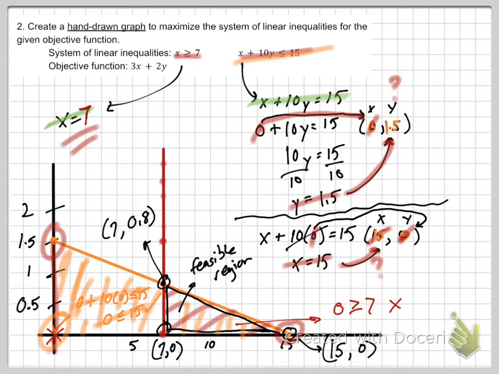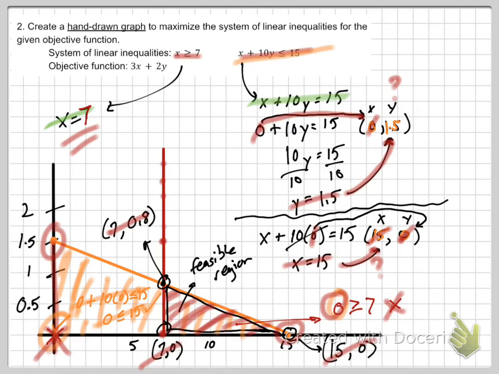Now, with x is greater than or equal to 7, if I plug 0 in for x, let's change that color, plug 0 in for x, 0 is not greater than or equal to 7, so I don't shade on that side, I shade on this side, which gives me this feasible region and those vertices.